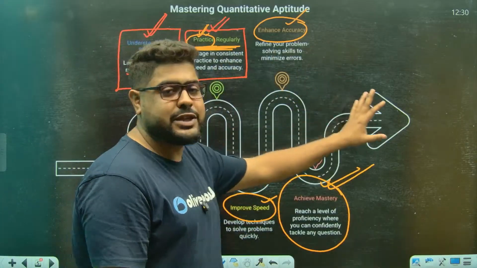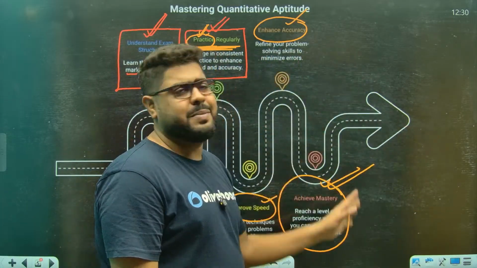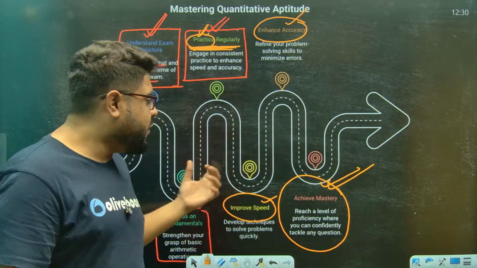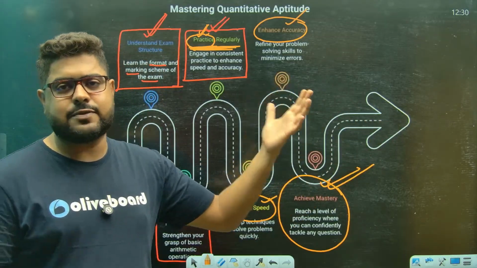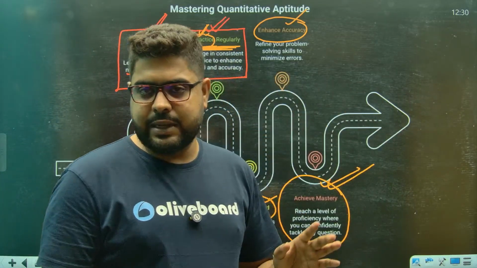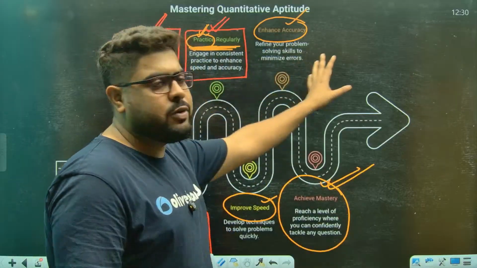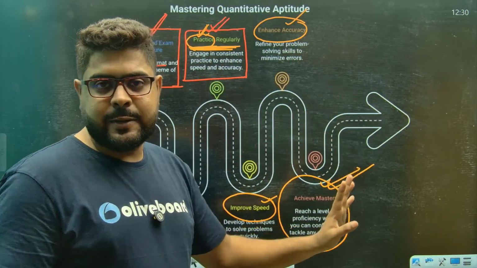Now this is not only for maths. This is a 6-step formula. You can go with this formula for every subject as well. यही सब formula होता है for every subject.